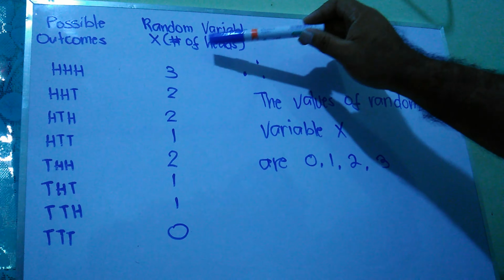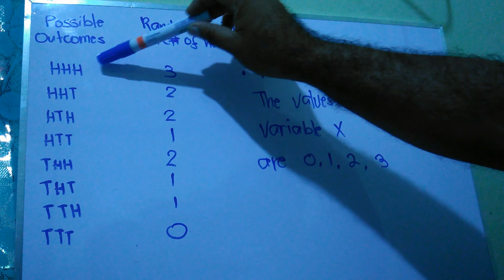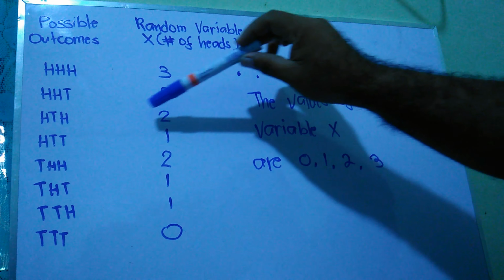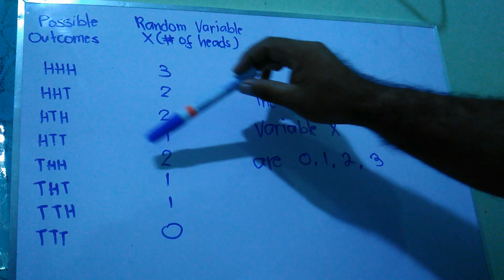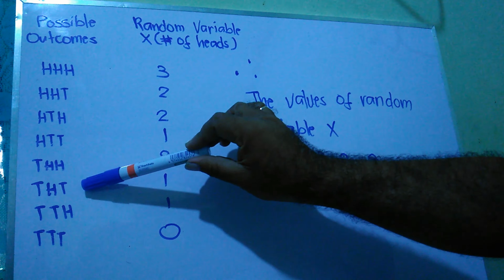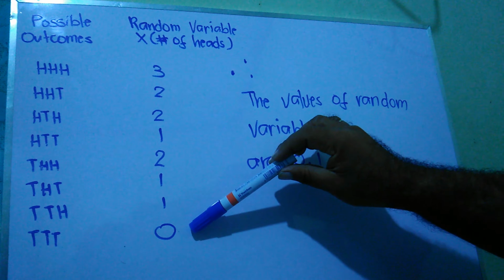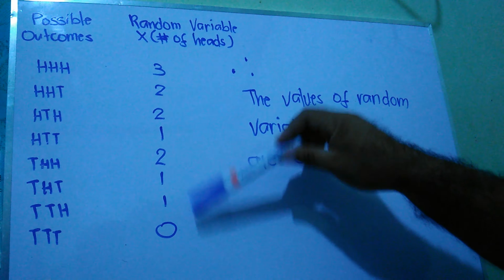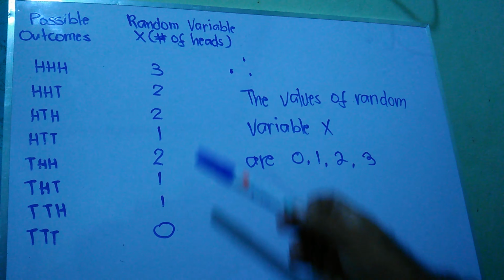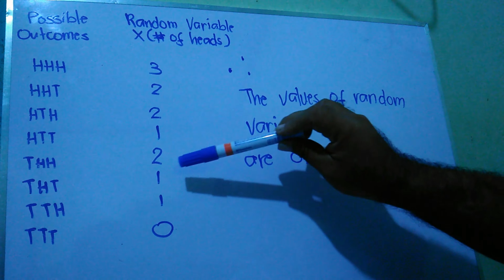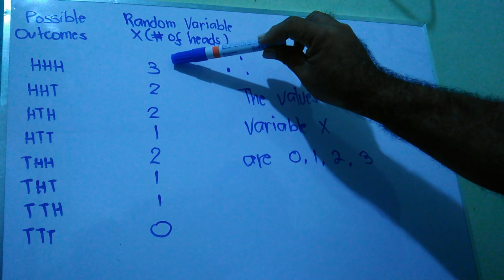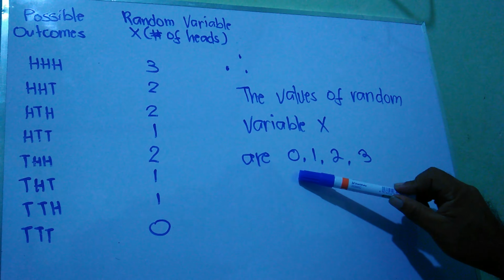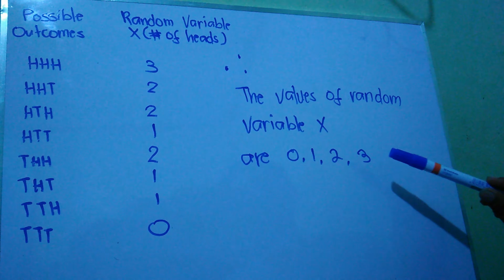In the second column: three heads gives 3, then 2 because two heads, 2 because two heads, 1 because one head, 2 because two heads, 1 because one head, 1 because one head, and 0 because no head. So the possible values are 0, 1, 2, and 3. Therefore, the values of the random variable X are 0, 1, 2, and 3.